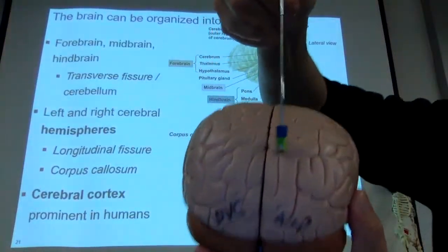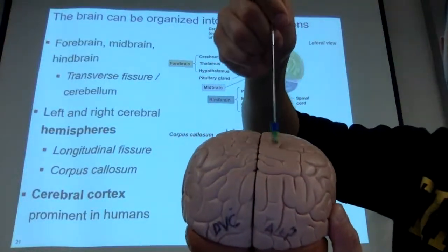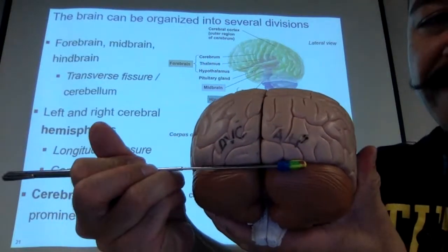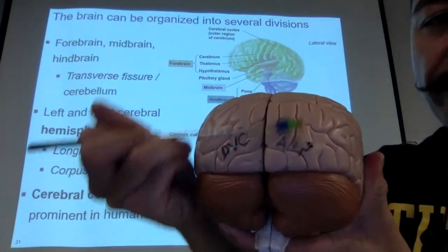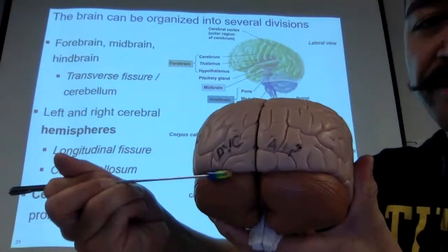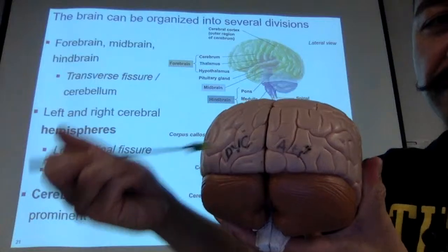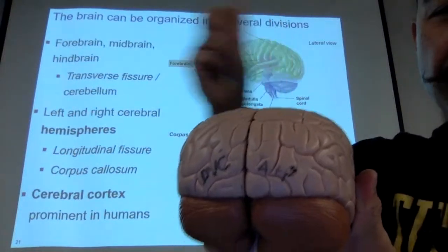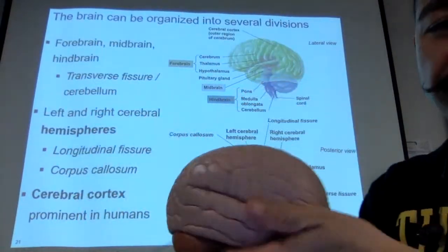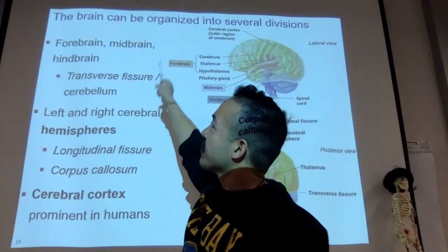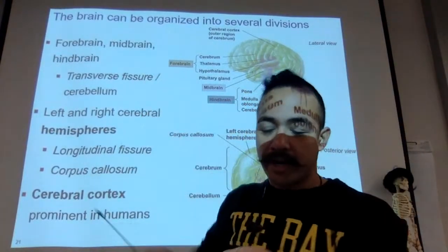Once again, this is the longitudinal fissure, what separates the hemispheres. What separates the cerebellum from the cerebrum is the transverse fissure. Longitudinal fissure, transverse fissure. The transverse fissure separates the forebrain and midbrain from the hindbrain.